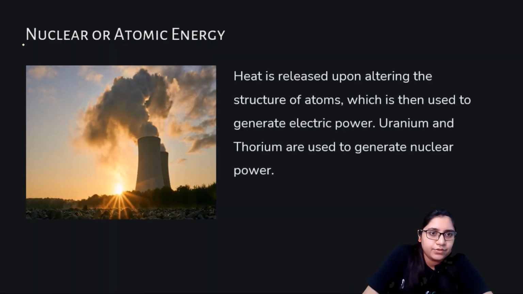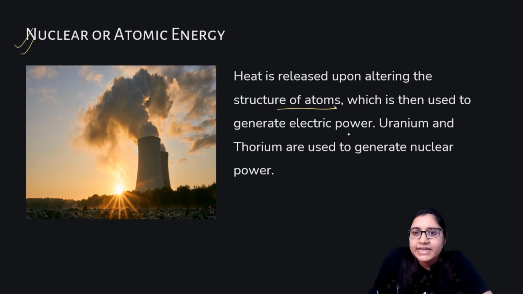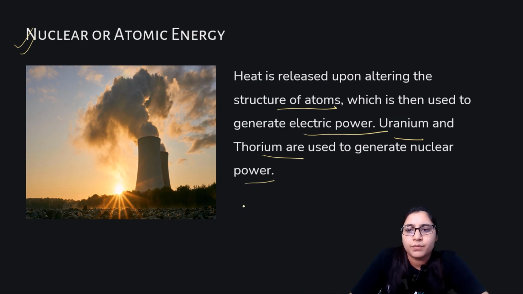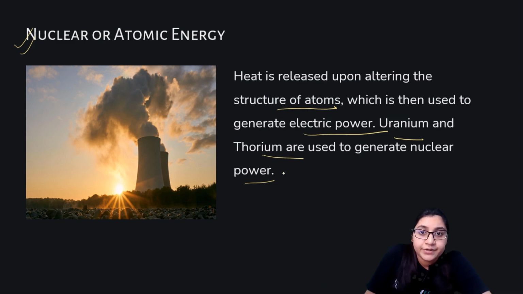You can also find nuclear and atomic energy. Heat is released upon altering the structure of atoms, which is then used to generate electric power. Uranium and thorium are used to generate nuclear power. So, where are uranium and thorium found? They are available in Jharkhand.